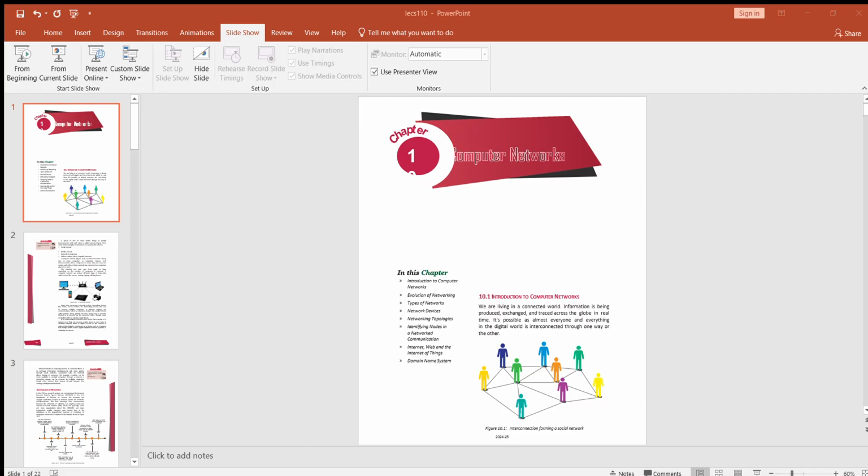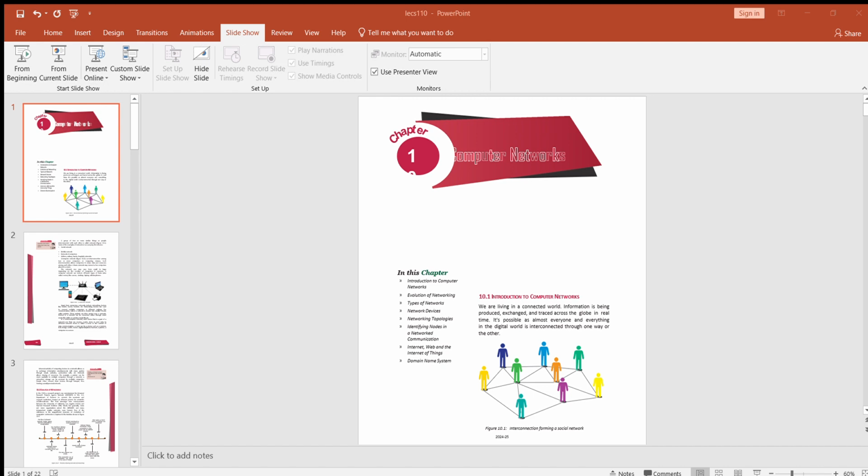We're going to look at the networking topologies. A topology is the arrangement of computers and other peripherals in a network. Common topologies are mesh, ring, bus, star, and tree. We look at mesh. In a mesh topology, each communicating device is connected with every other device in the network. So every device is connected with every other device in the network.